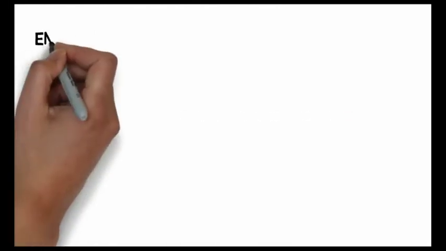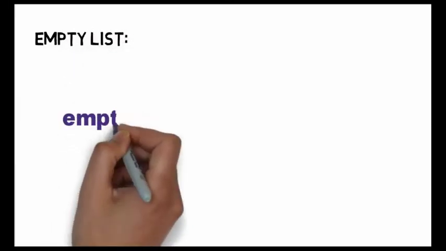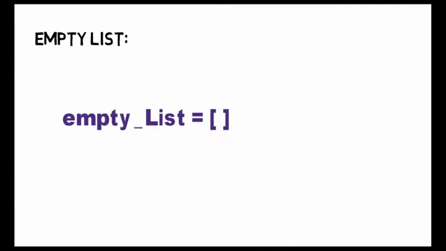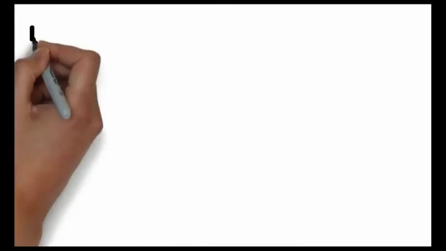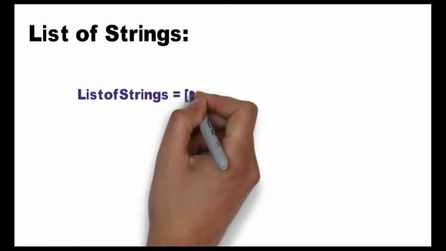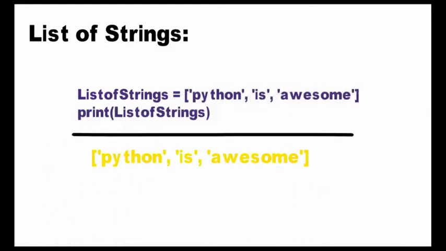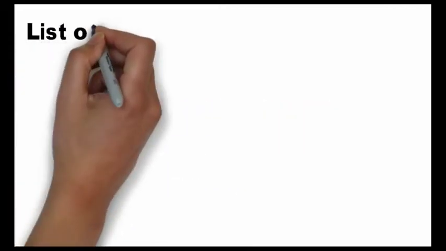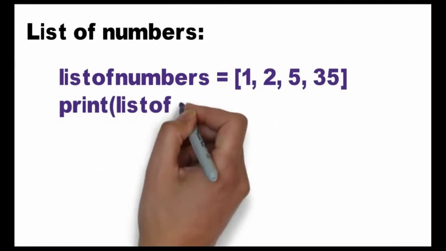We shall see some of the methods to create list. Empty list. An empty list can be created by just specifying open square brackets followed by a closed one. Let's create a list of strings. List of strings equal to Python, is and awesome. Let's print this. Let's see a list of numbers. List of numbers equal to 1, 2, 5 and 35.